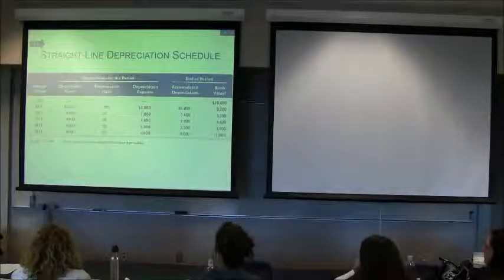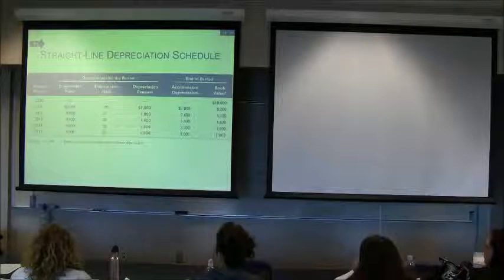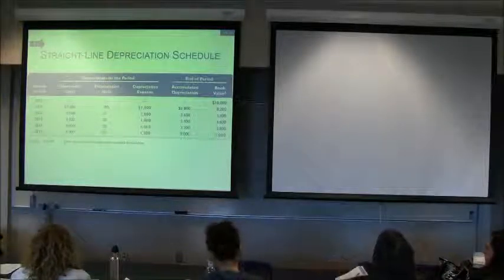Here's what it looks like in time. So here's the depreciable cost, that's the cost minus the estimated salvage value. 20% of that depreciable cost happens every year, which is 1,800, and the accumulated depreciation keeps increasing by 1,800 every year. The book value goes down by 1,800 every year. Does that sound pretty good? All right, let's go to units of production.